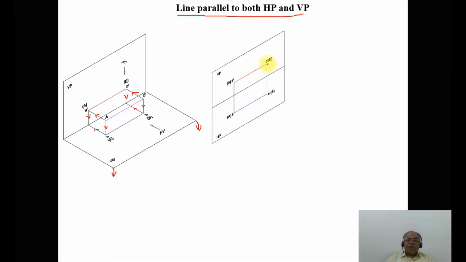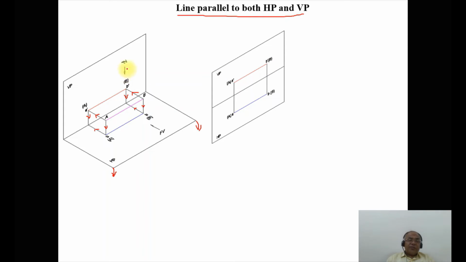Once you see it is parallel to HP, that means you are going to see the actual length of the line. Suppose the length of this line, capital AB, is 100 mm, then the image length is also equal to 100 mm. So that is the reason why it is parallel to HP.